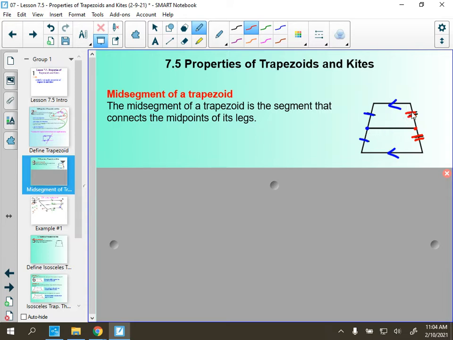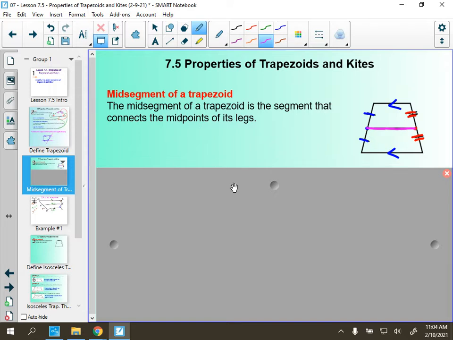You can see I'm using different sets of tick marks. I know this picture kind of looks like it, but I don't know that this piece right here and this piece right here are congruent. So I'm going to use separate sets of tick marks to indicate that. But let's highlight it here. This pink segment is what we would call the mid segment. So kind of a feature of, or a part that we could add to a trapezoid.